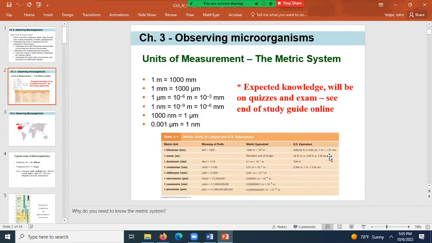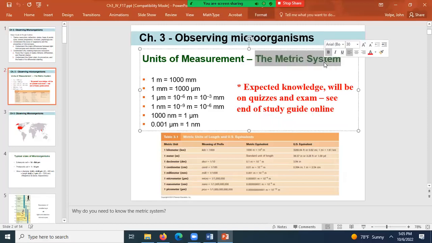All right. So when we're observing microorganisms, you need to understand the units that we measure them with. And to measure a microorganism, we use the metric system. Well, the metric system is widely used in science and medicine, so you should know it for that reason alone. You should know all of the units here and almost all of the units down here. Let me blow this slide up.